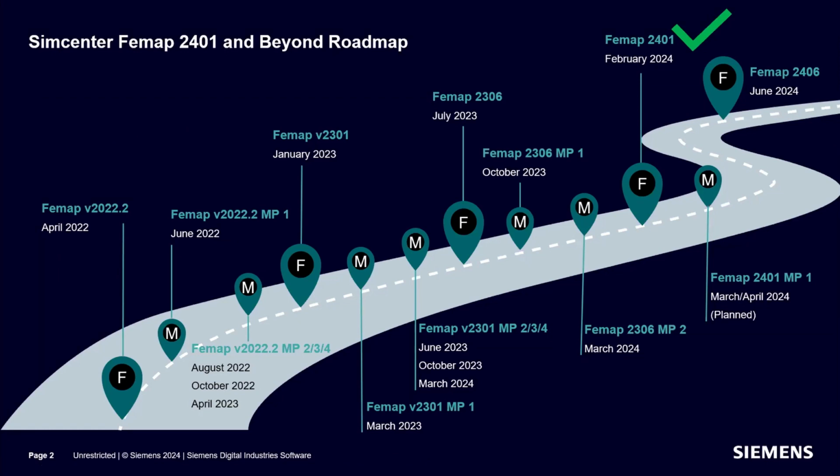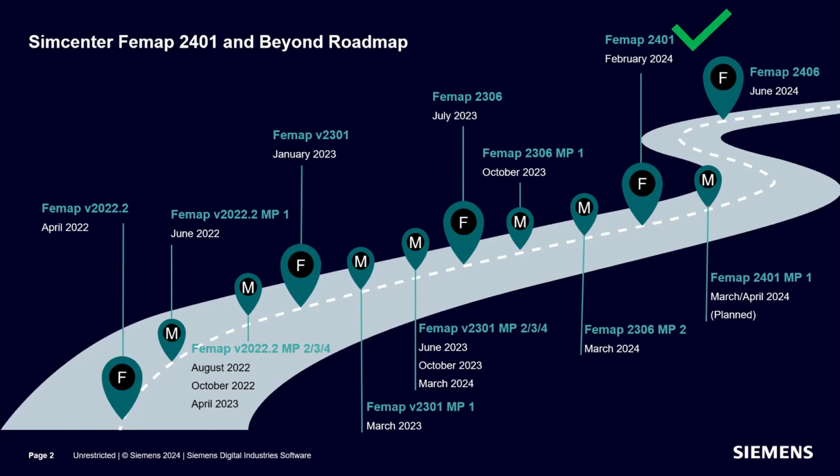We're also then going to release a maintenance pack. Just so everybody knows, we're basically bringing out 2 releases a year. 2024 is going to be a little different. So we are going to bring out 2401, 2406, and then 2412 instead of going to 2501. That's just to better align with some of the other products in the Simcenter portfolio.